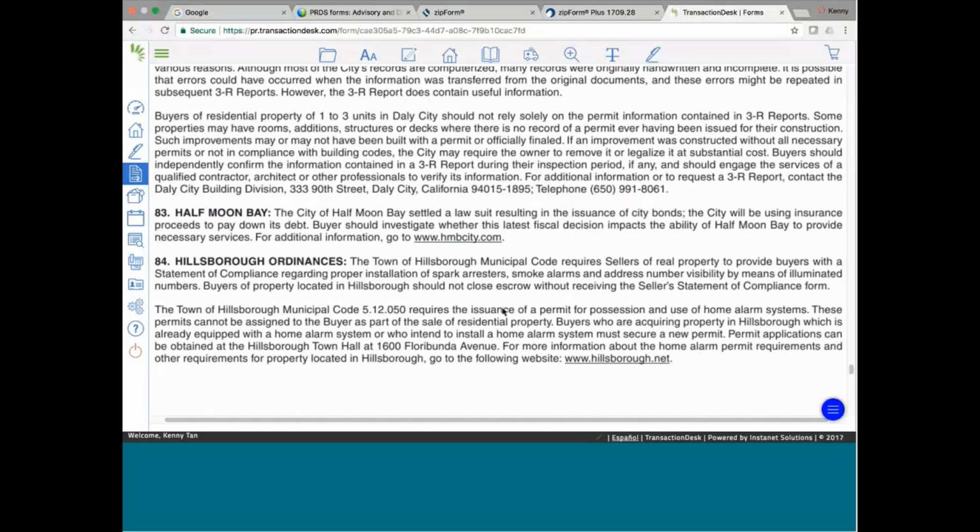Half Moon Bay, Hillsborough. If you're selling a property in Hillsborough, the Hillsborough Municipal Court requires the issuance of a permit for possession and use of home alarm systems. These permits cannot be assigned to the buyer as part of the sale. Buyers who are acquiring a property in Hillsborough that is already equipped with a home alarm system, or who intend to install one, must secure a new permit. So if you're selling or buying a property in Hillsborough, always be aware of the home alarm system, because that requires a permit.